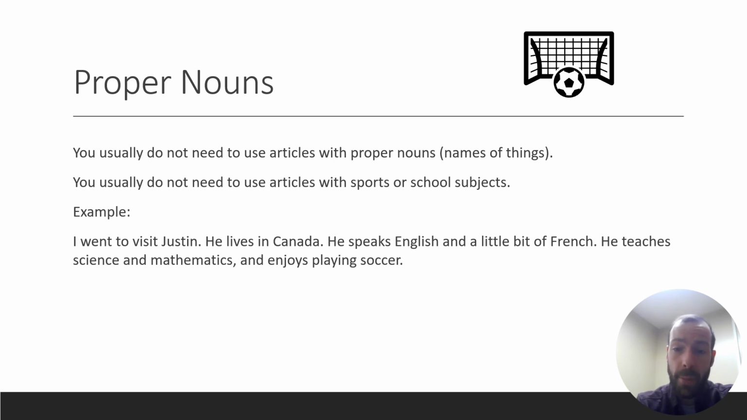Proper nouns. Proper nouns are specific names of things, names of people, names of places, and you usually do not need to use articles with proper nouns. Likewise, you usually do not need to use articles with things like sports or school subjects. Here's some examples. I went to visit Justin. He lives in Canada. He speaks English and a little bit of French. He teaches science and mathematics and enjoys playing soccer. Now, nowhere in these sentences do you see articles like the or a, except when we say a little bit. But we don't say, I went to visit the Justin or a Justin. You just say the name, Justin.